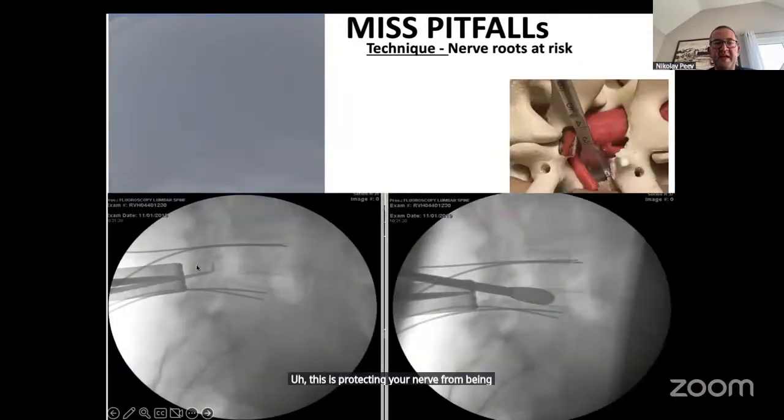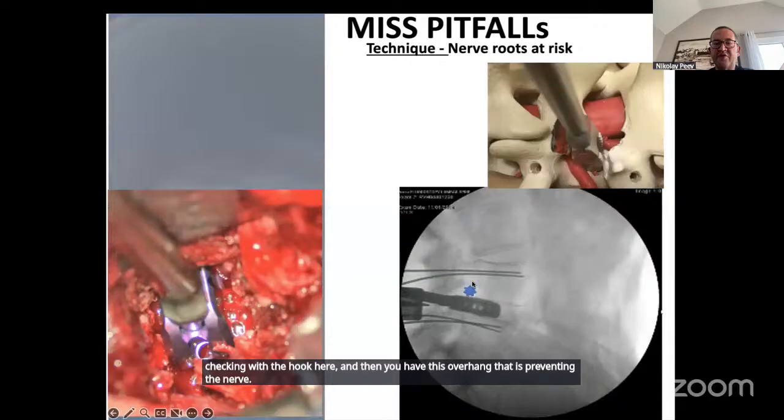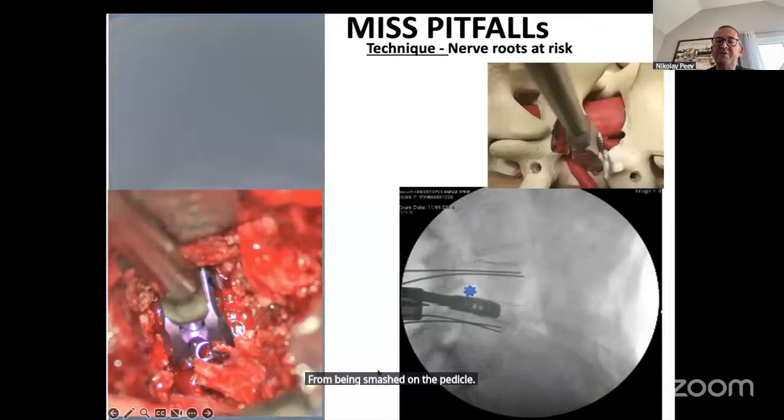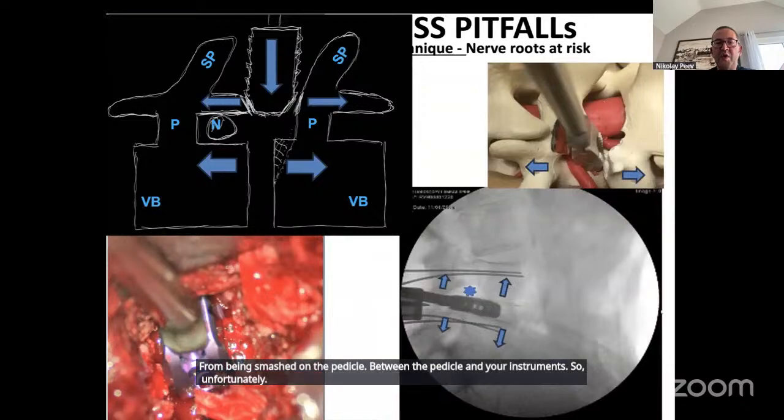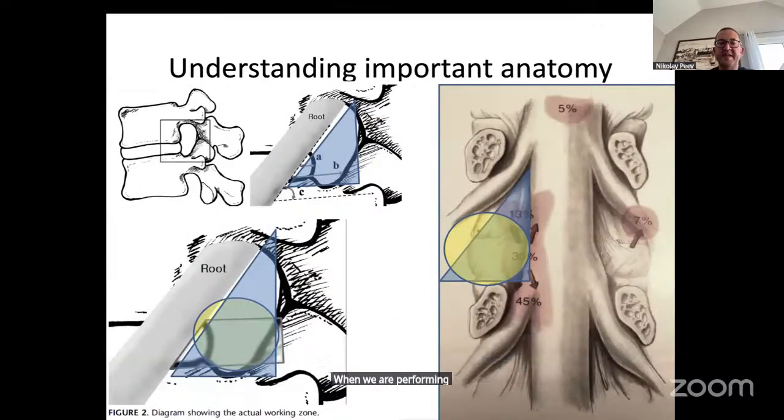You can see that I'm checking with the hook here, and you have this overhang that is preventing the nerve from being smashed on the pedicle, between the pedicle and your instruments. Unfortunately, we don't have this when we are performing that new technique. So we have to see what we are doing.